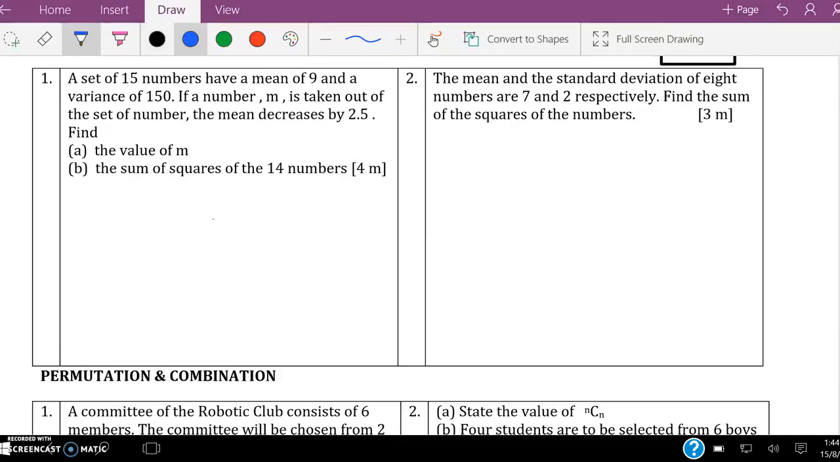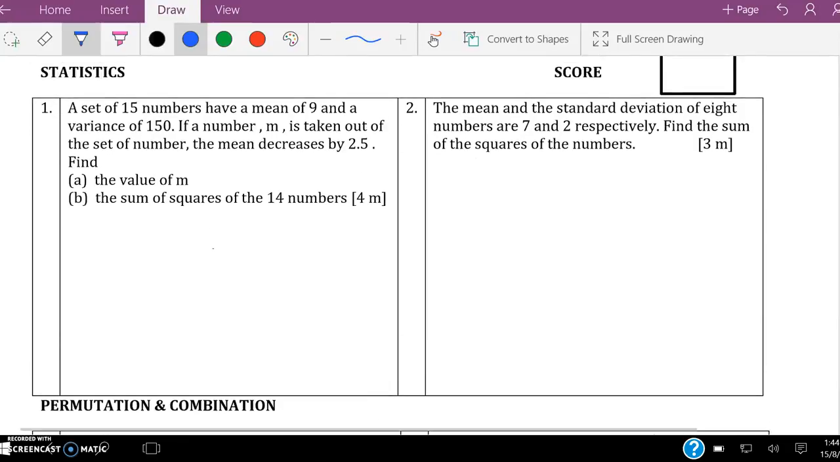In this topic of statistics, the most important thing for all students is that you must remember the formula of mean. Mean is sum of x over n. Variance is sum of x squared over n minus mean squared. And for question number 1 and number 2, obviously this is ungrouped data.